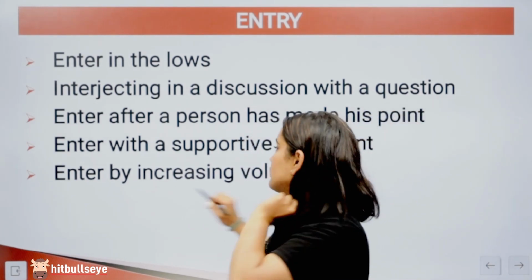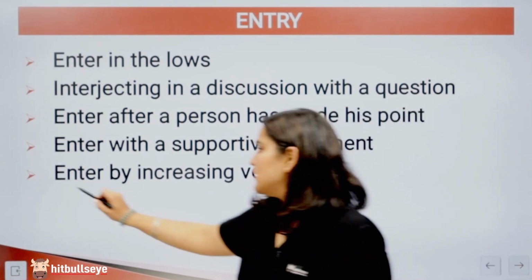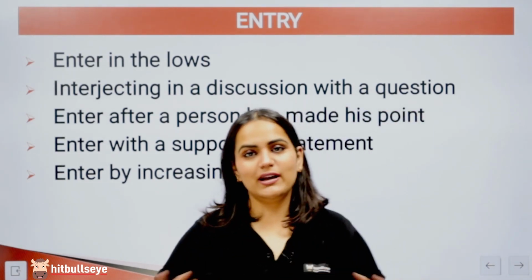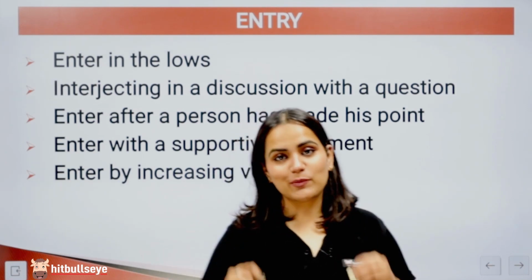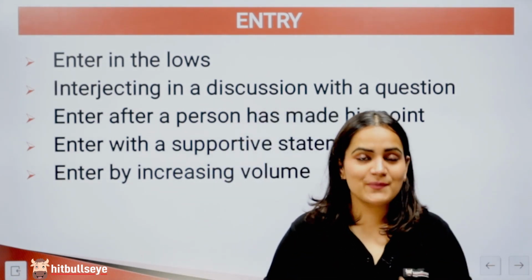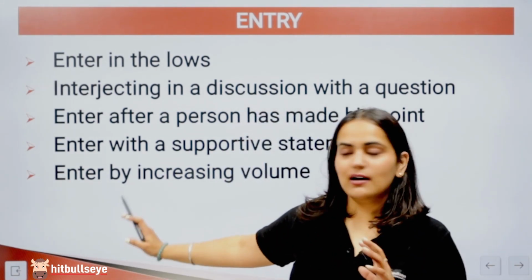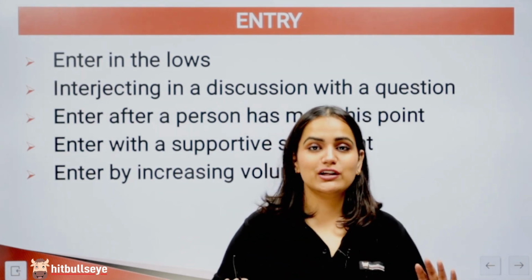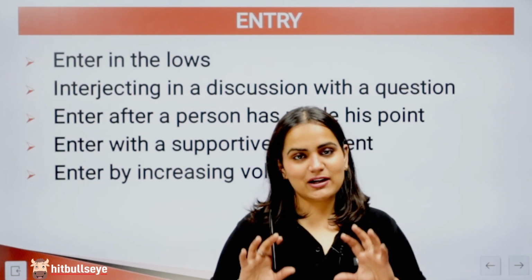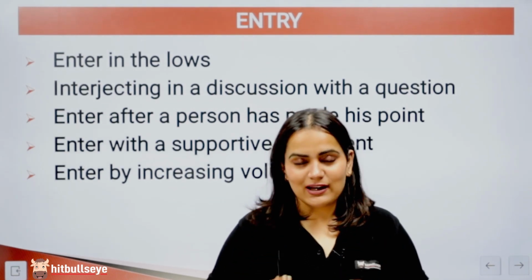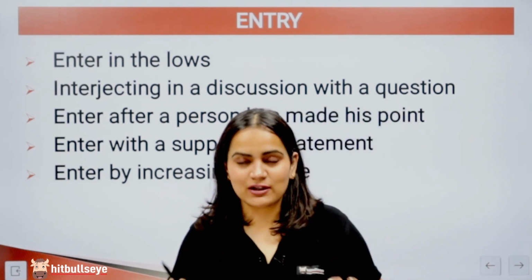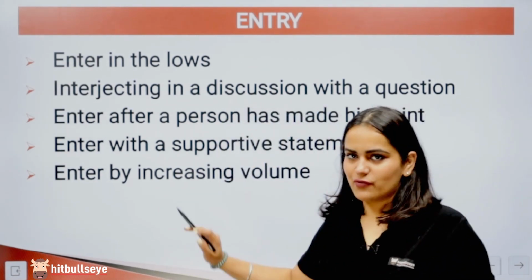Now, enter by increasing volume. See, this point is something that has to be done only as a last resort. When nobody is letting you enter, when you are not able to speak, that is the time you should increase your volume and then speak. Otherwise, there is no need to increase your volume. A GD can be conducted in a very subtle manner as well, right? So you need to understand that you have to stay calm, subtle, composed, right? So this is the last resort for you guys.